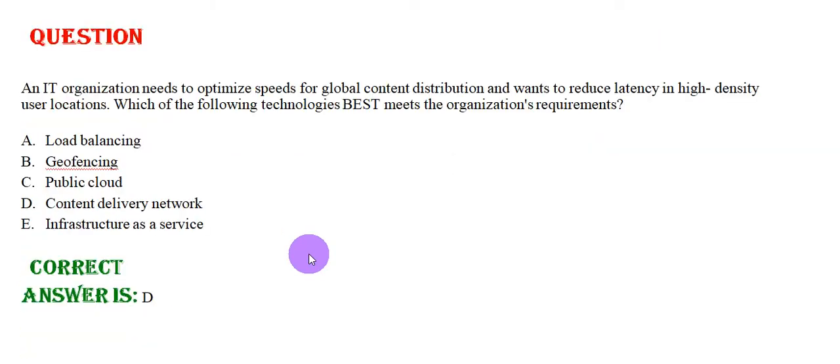An IT organization needs to optimize speeds for global content distribution and wants to reduce latency in high-density user locations. Which of the following technologies best meets the organization's requirement? Option A, load balancing. Option B, geofencing. Option C, public cloud. Option D, content delivery network. And option E, infrastructure as a service. The correct answer is option D.